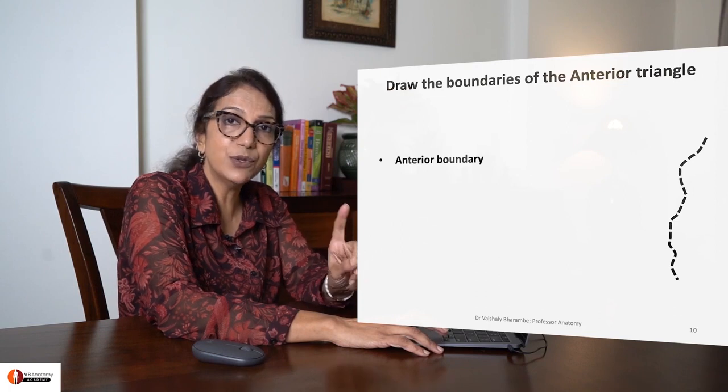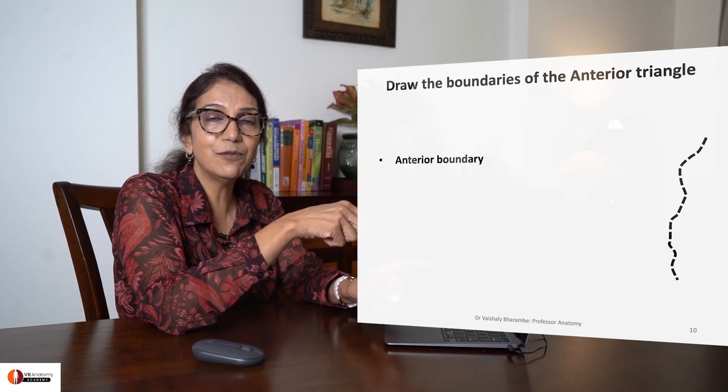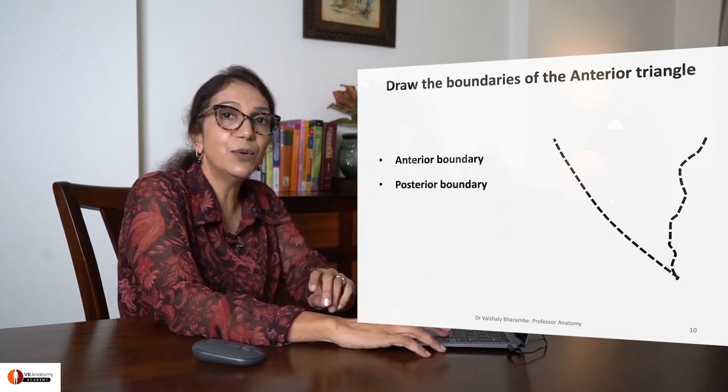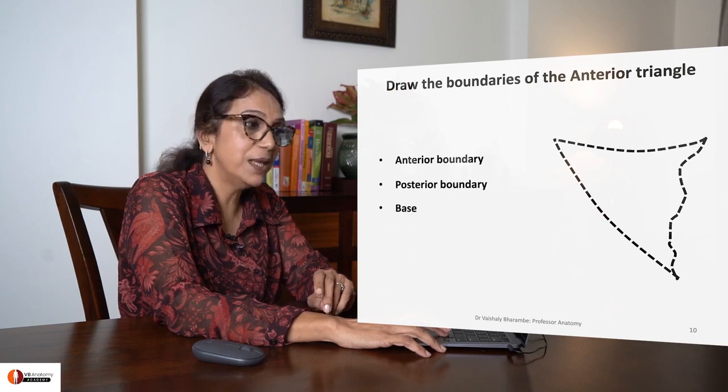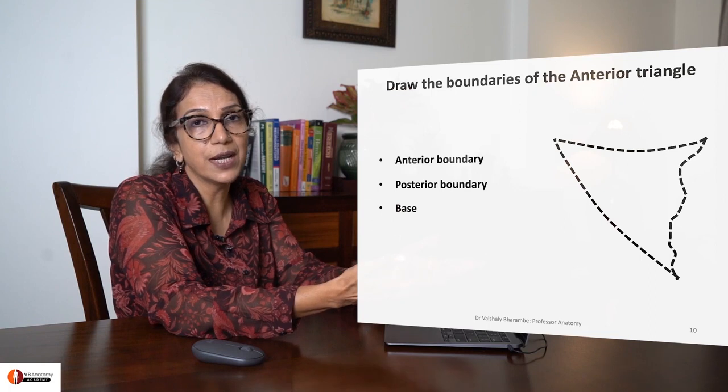Please draw quickly, students. Draw the anterior boundary. If you can't draw it the way I've drawn it, you can draw a straight line, no problem. Draw the posterior boundary. Draw the superior boundary, and that's your triangle. You have your anterior triangle there.